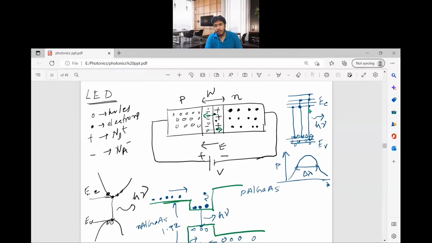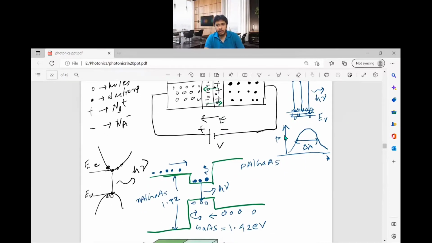If you see the energy band diagram, this EV is the valence band. This is the conduction band. The valence band has a lot of holes, and the conduction band has a lot of electrons. If the electrons from the conduction band jump to the valence band and recombine with the holes in the valence band, you will get light generated. h nu is equal to the band gap of the semiconductor material. So the LED has a broader spectrum.